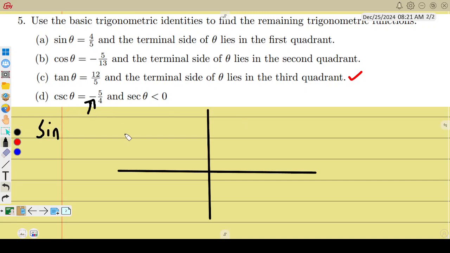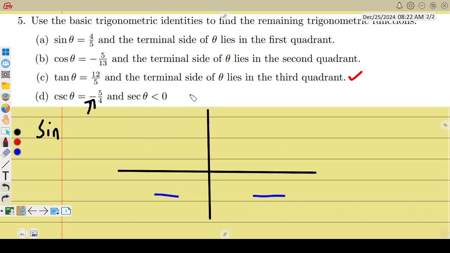So where is sine negative? Sine is negative in here and in here. All students take chemistry. Sine is positive here and there, so it's negative where it's not positive. Okay. And then sec is less than 0.